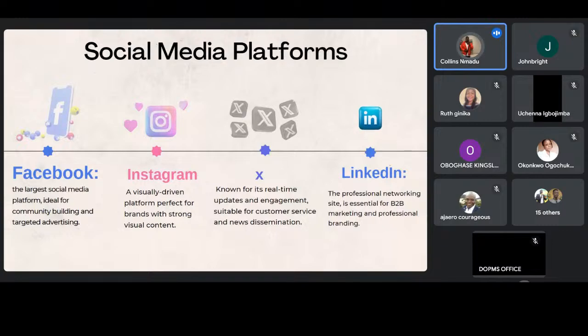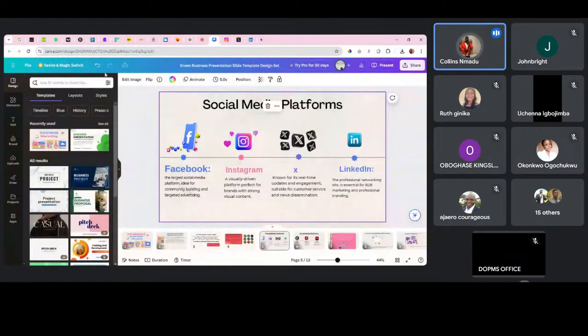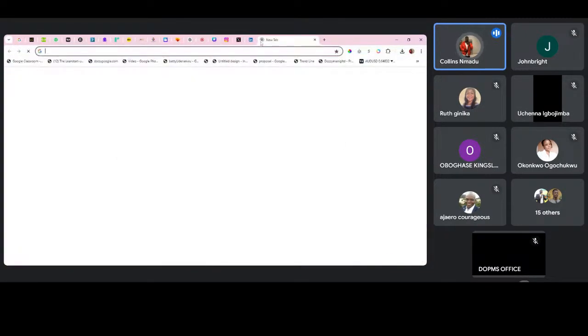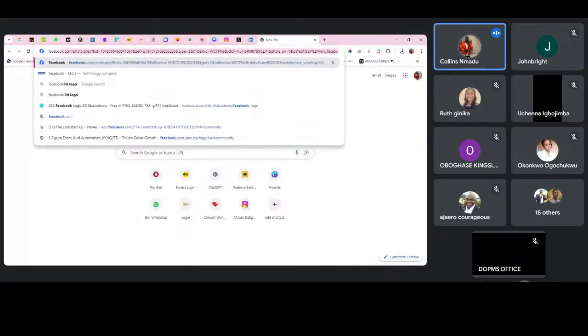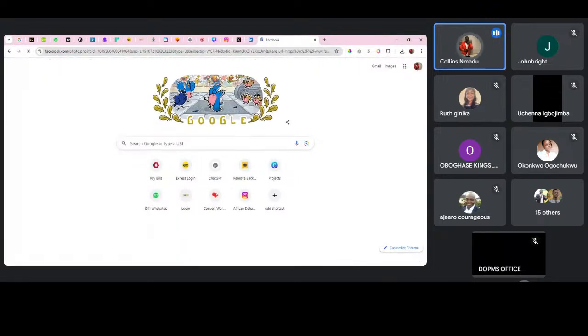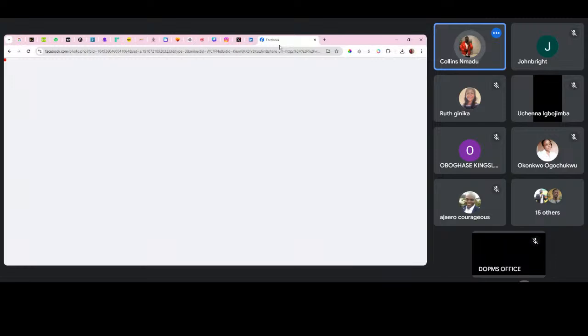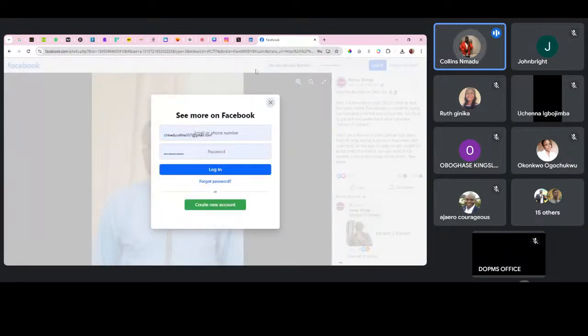So you see, Facebook is the largest, and it's ideal for community building and targeted advertising, which I'm still going to expatiate on as we go further. Let me just show you guys an example. I don't even know if I can still access my Facebook page. Everyone knows Facebook. Everyone is on Facebook, right? It's the biggest. It's very easy for you to come in here and build communities of your own choice.